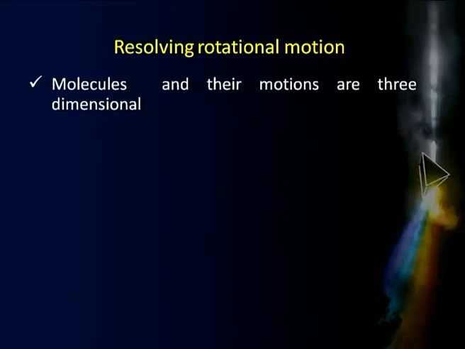Let us see, we know that molecules and their motions are three dimensional, because all molecules are three dimensional, and when they move, they move in three dimensions and execute a variety of motions. One is translational motion, where the molecule is here and it moves, or it undergoes rotation, or it undergoes vibration. There are a variety of motions, we talked about that earlier too.